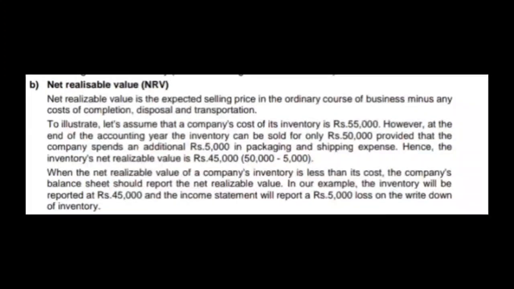Confused? So let's take an example. Let's assume that the cost of a company's inventory is 55,000 rupees. However, at the end of the accounting year, the company can sell the inventory for only 50,000, provided that the company spends an additional 5,000 on packaging and shipping expense. We have discussed before that NRV, net realizable value, means selling price minus cost to sell. So the selling price is 50,000 and the cost to sell is 5,000. Therefore, the company will deduct 5,000 from 50,000, so the net realizable value shall be 45,000.